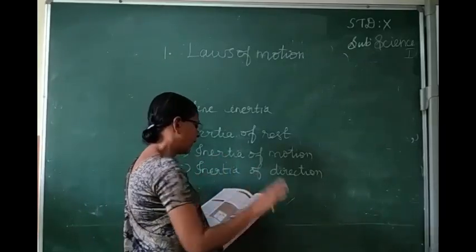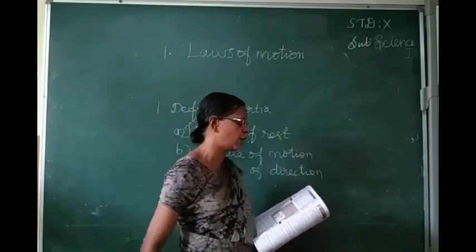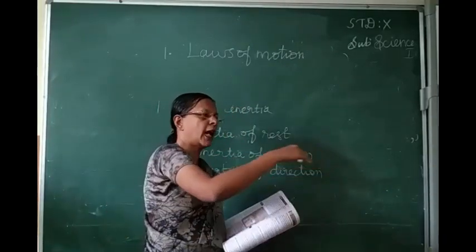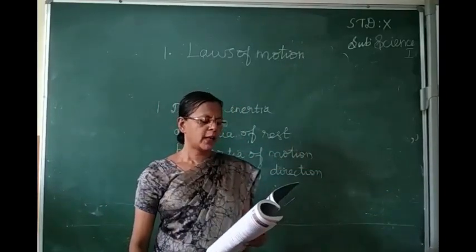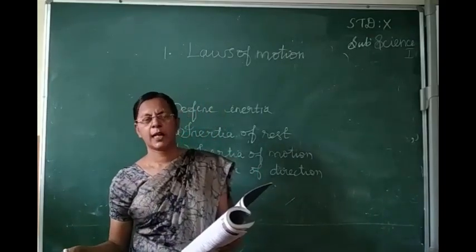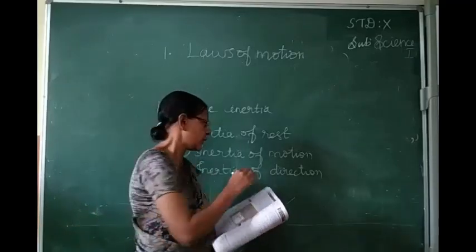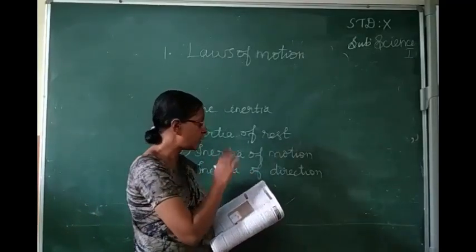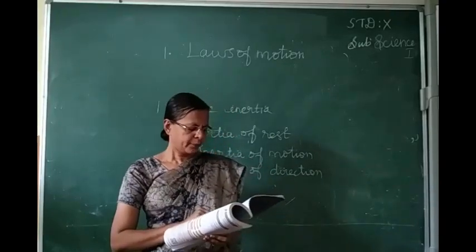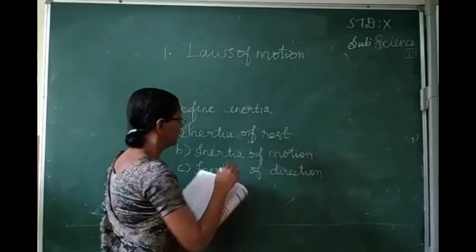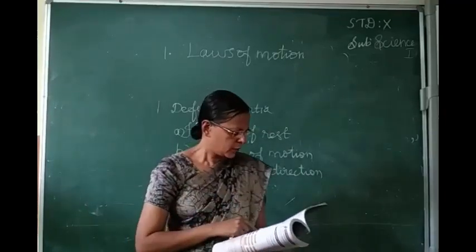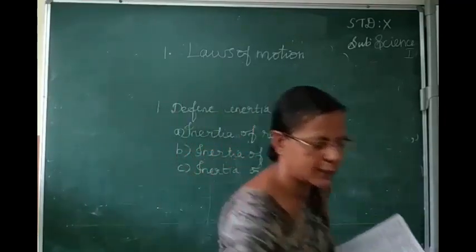Then what's the example for inertia of direction? When you make a sharp turn while driving in a car, you tend to lean sideways. The direction is changing, so it is inertia of direction. This is the example for inertia of direction. Next, you learned these questions, I think. You recalled it, so we can learn the next question.